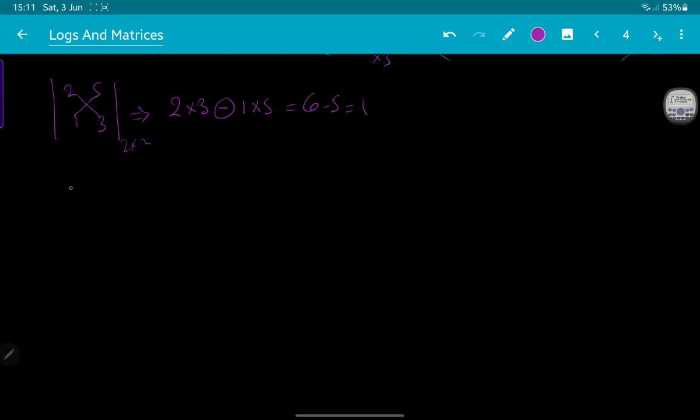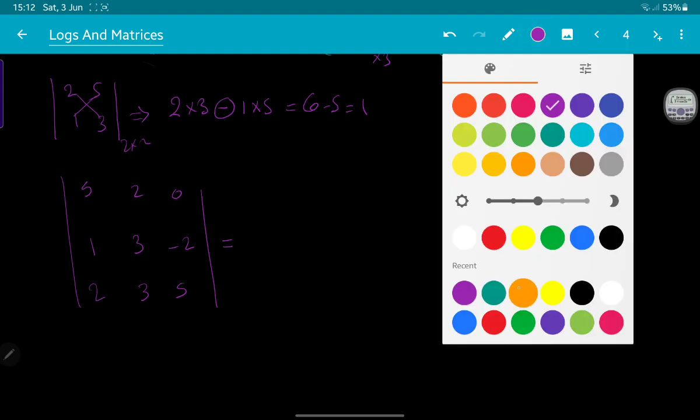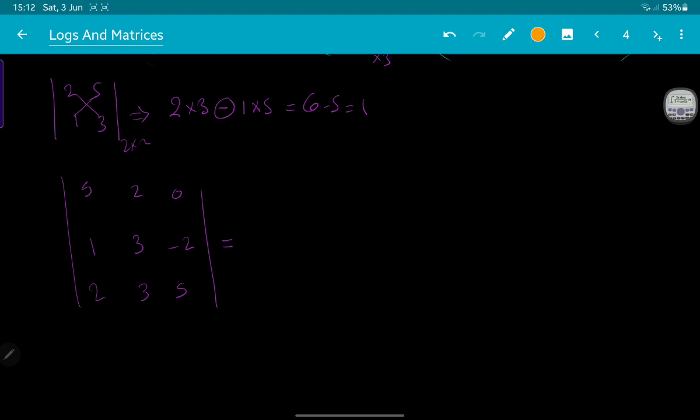We need to evaluate the determinant of a 3 by 3 matrix. For example, 5, 2, 0, 1, 3, negative 2, 1, 3, 5. Before we start, to evaluate the determinant here we had 4 elements, we cross multiply only, but here we have 9 elements. Can we use the same method? Yes, but we will do the same as we did here 3 times.